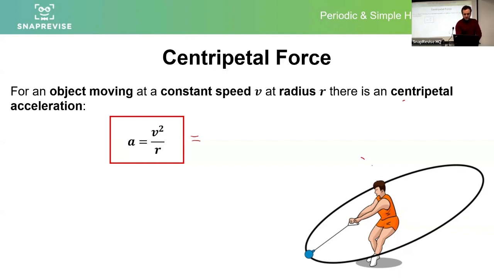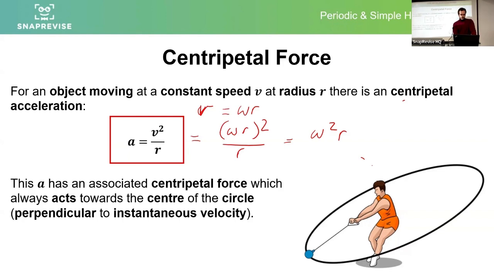We can also express this in terms of angular velocity, because we know that v is omega times r. So let's say that's (omega r) squared over r. Expand that out, and we end up with acceleration is omega squared r. This acceleration has an associated centripetal force, which always acts towards the center. In this case, it's tension.